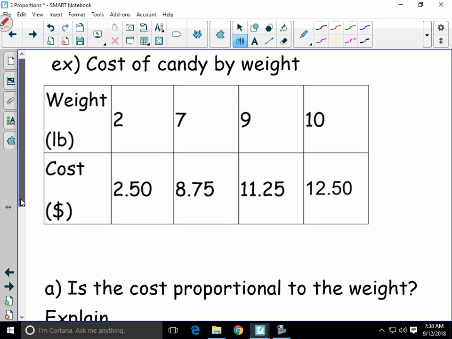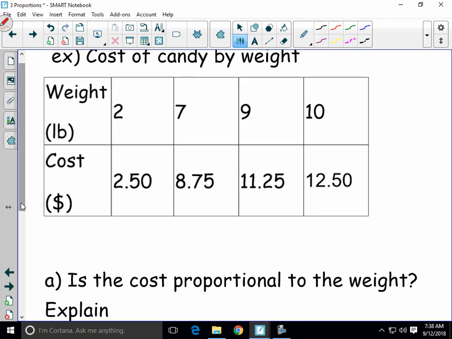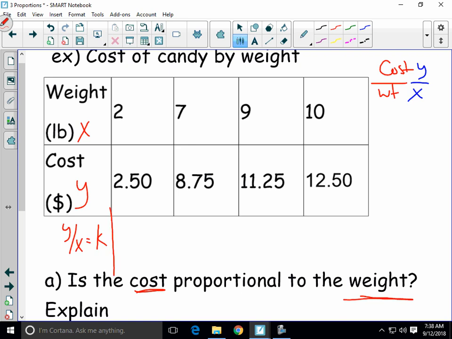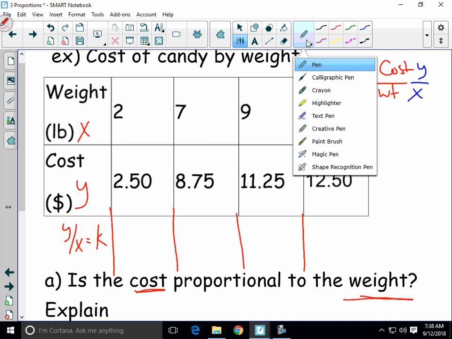Okay, so looking at this table and the question, you're comparing the cost to the weight. Okay, it's very important that you pick out that order, because that'll tell you which one is the y and which one is the x. So always y over x equals the constant. Okay, so the cost is the y, the weight is the x. Okay, I'm going to make a new part of this table at the bottom, just telling me what these numbers are. I'm going to take all the y's and divide by the x's.